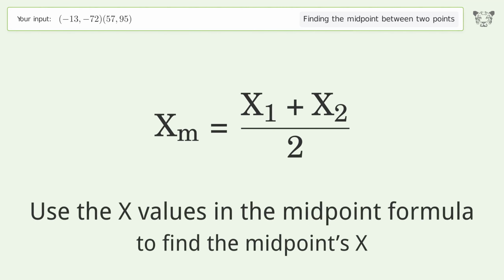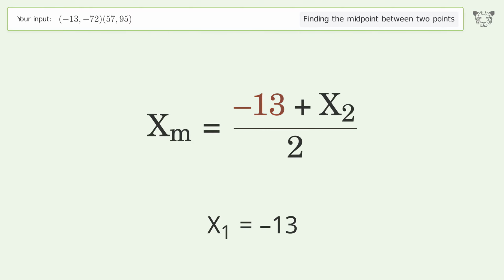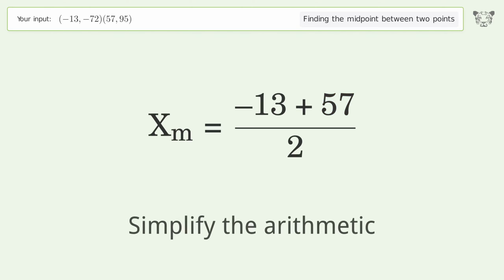Use the x values in the midpoint formula to find the midpoint's x. x1 equals -13. x2 equals 57. Simplify the arithmetic.